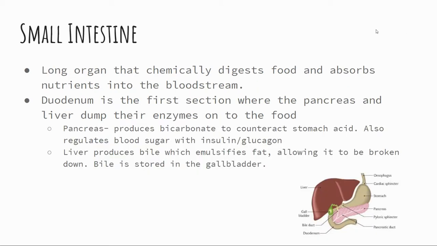Small intestine is a long organ that chemically digests food and absorbs nutrients into the bloodstream. The duodenum is the first section where the pancreas and the liver dump enzymes on the food. The pancreas produces bicarbonate to counteract stomach acid. Also regulates blood sugar with insulin and glucagon. Okay, so that bicarbonate is the body's natural way of an antacid, so to speak. The liver is going to produce bile, which emulsifies fat, allowing it to be broken down. Bile is stored in the gallbladder.